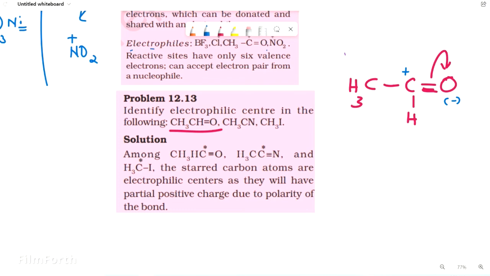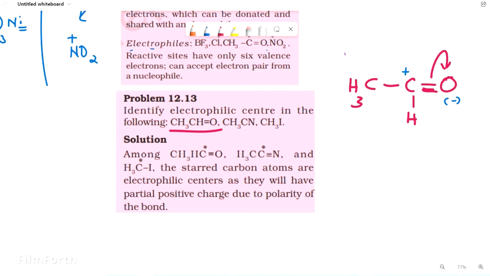Polarity means change in charges. Due to the shifting of the electron, oxygen gets a negative charge and the carbon gets a positive charge. Now this becomes a polar bond. Due to this charge difference, carbon can act as the electrophilic center.